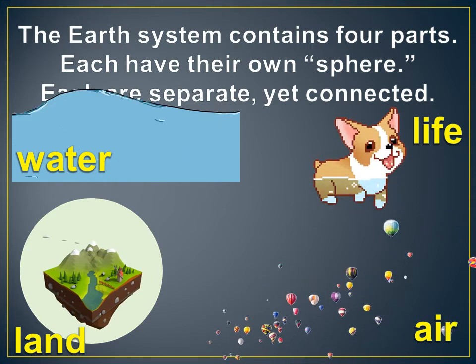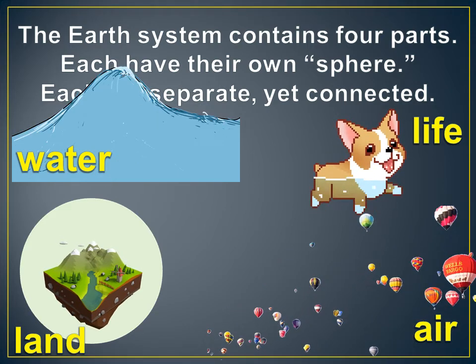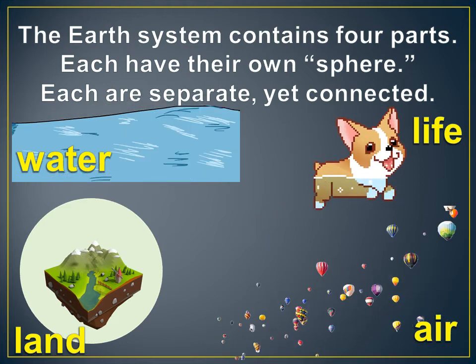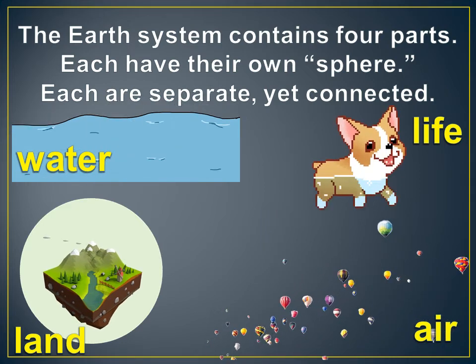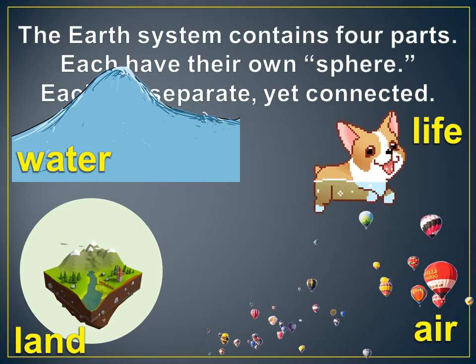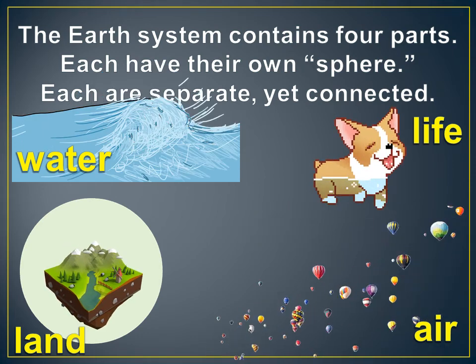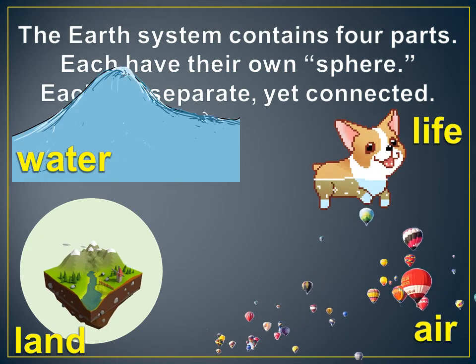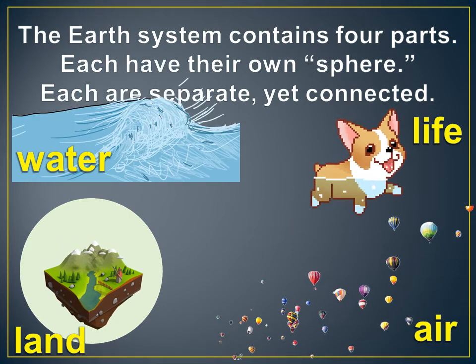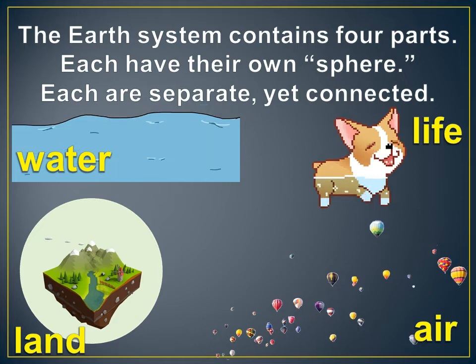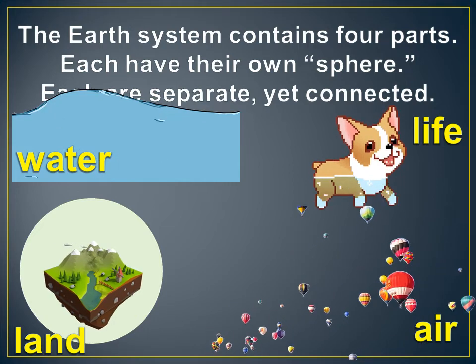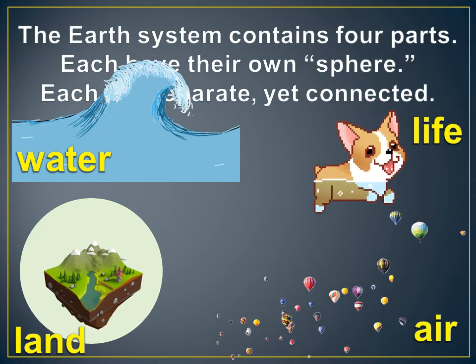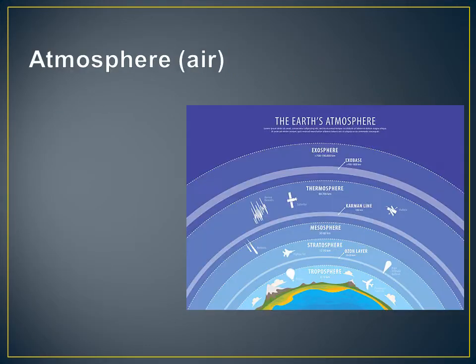Obviously, water affects land, and air affects water. And life, you and me, obviously need water, air, and land to survive, right? So while we are all separate, we are connected, okay? We are a system. Good. Now let's look at these individually, okay?